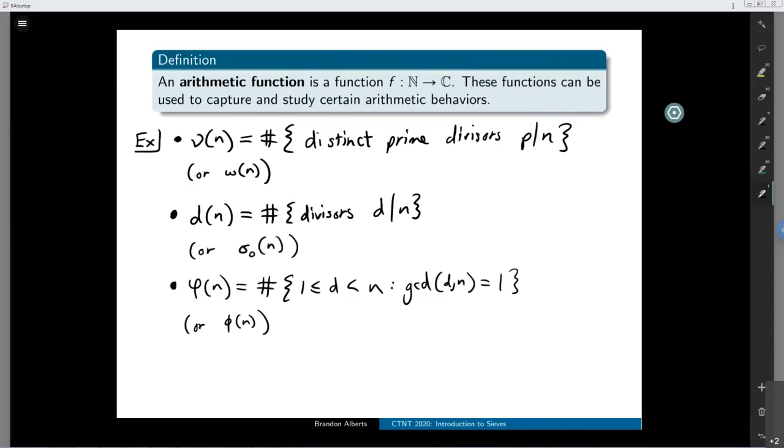This function is very important in abstract algebra because it also counts the number of invertible elements in the ring Z mod nZ. If I look at the number of invertible elements in that ring, that is also the size of the Euler phi function.